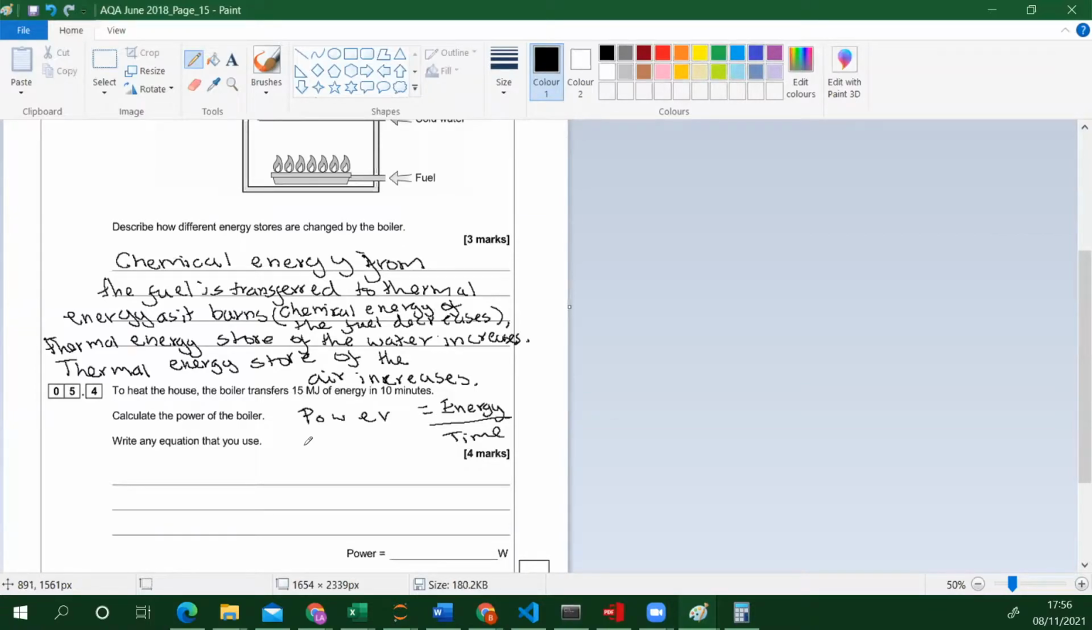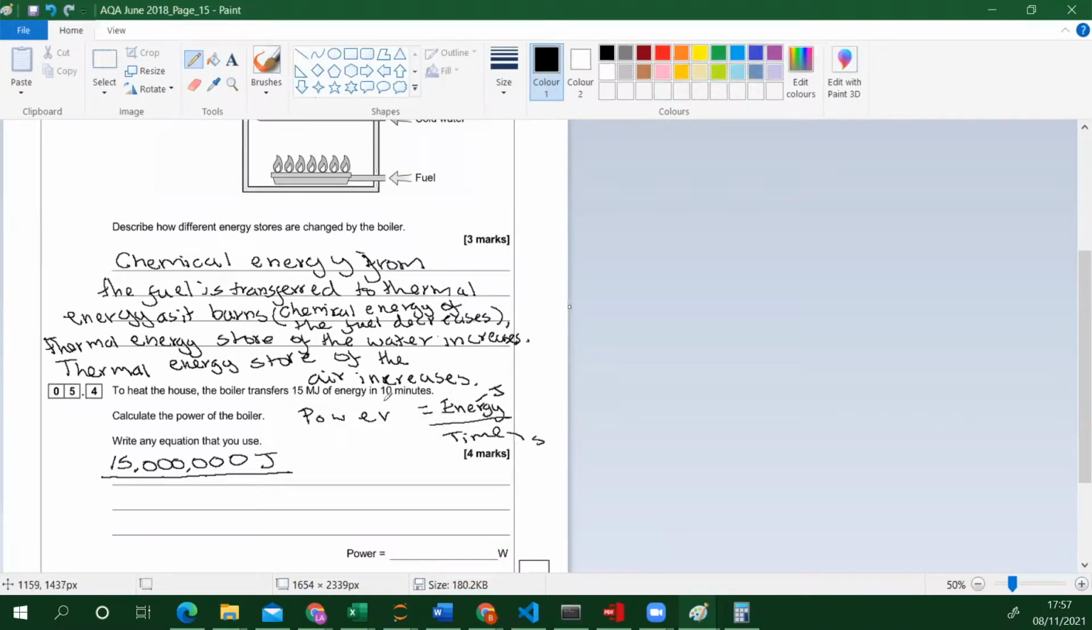So let's calculate the power. We've got energy, because joules is always energy: 15 million. We could write 15 times 10 to the 6, or write out 15 with 6 noughts. 15 million joules. When we see joules, it's always energy. And the time has to be in seconds.